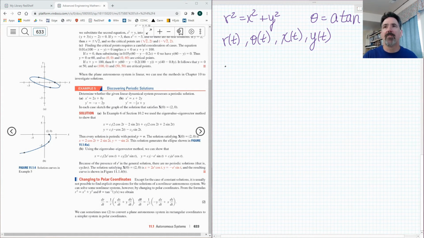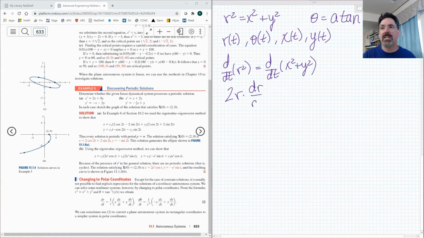So what we have is we're going to apply the derivative with respect to t to both sides of this first equation. And of course we can do that because we can do anything to an equation as long as we do the same thing on both sides. And so we take the derivative of r squared, and we get 2r times dr/dt from the chain rule, because r is a function of t. Similarly, when we take the derivative of x squared, we end up with 2x times dx/dt. And we end up with 2y times dy/dt.